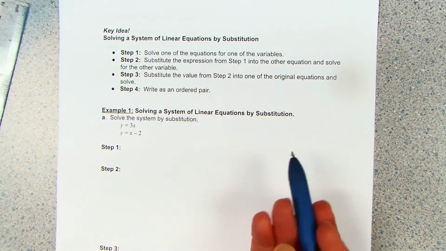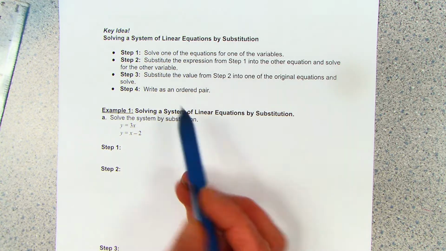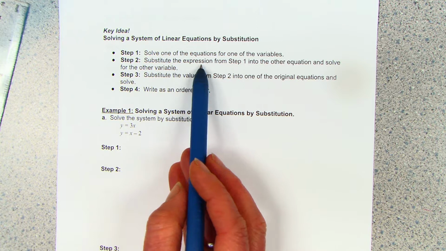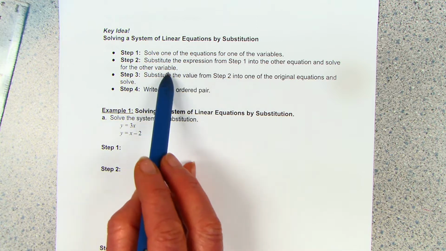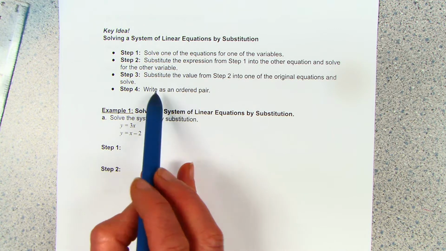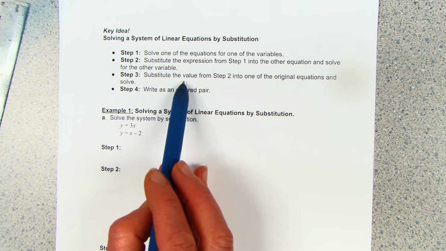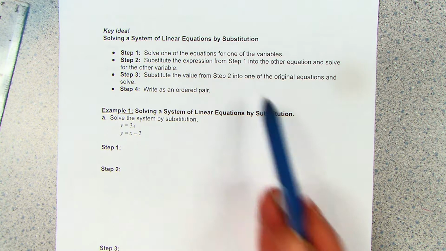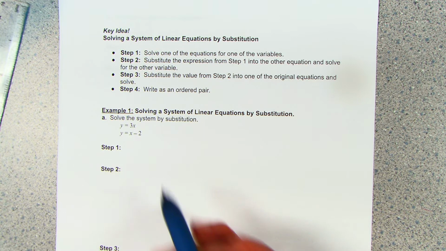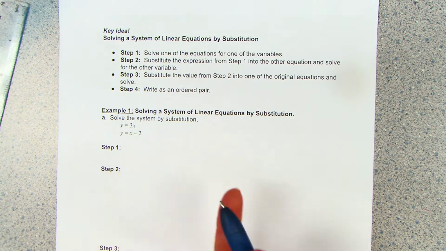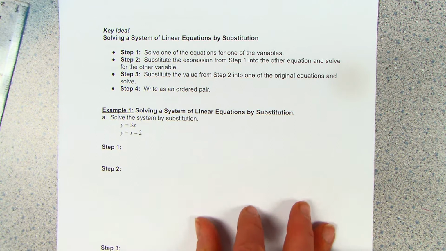Then once you have y equals something or x equals something, you substitute that expression into the other equation and solve for the other variable. I know, lots of words. Then you take that answer and substitute it into one of the original equations and solve, and then you'll have a solution for x and a solution for y. That's a lot of words, but in practicality, it's a little smoother.